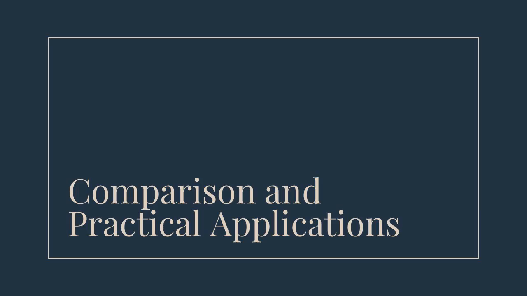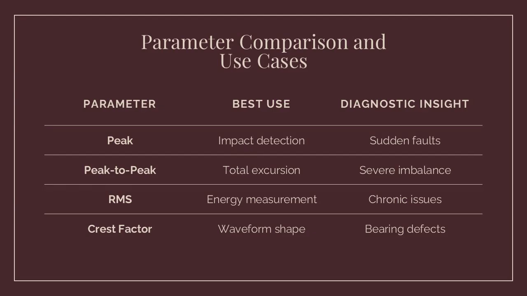Parameter comparison and use cases. Each vibration parameter serves a distinct purpose in condition monitoring. Peak is ideal for detecting sudden impacts, peak-to-peak reveals total excursion, RMS measures overall energy, and crest factor highlights waveform characteristics. In practice, analysts use these metrics together to diagnose faults accurately.